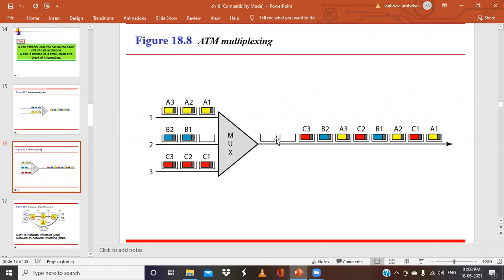Here there are again empty cells. This indicates that after completing all these cells, there are no cells to be transmitted. So this is how the cell network works. Are we clear with this, everyone? Yes. Are we following it?